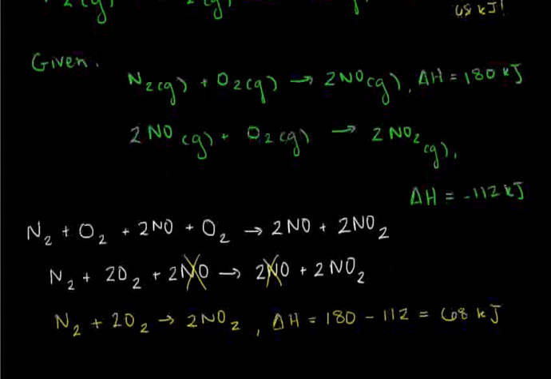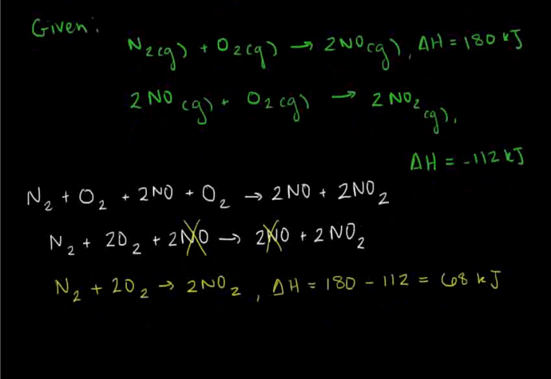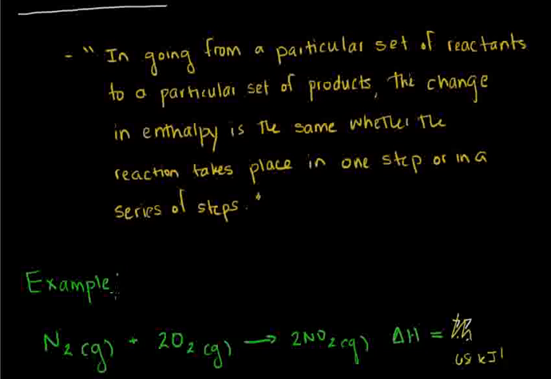So what have we done here? Well, here we've essentially added some constituent reactions, some steps of a reaction together to form a final reaction, and figured out the enthalpy change of that final reaction by adding together the enthalpy changes of the individual steps. And that is essentially Hess's law. So if we return to the definition, in going from a particular set of reactants, these here, to a particular set of products, these here, the change in enthalpy is the same whether the reaction takes place in one step or a series of steps.